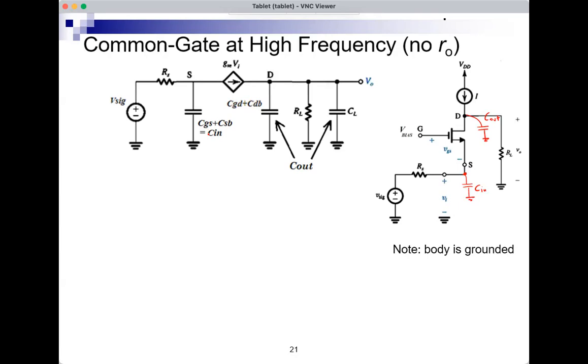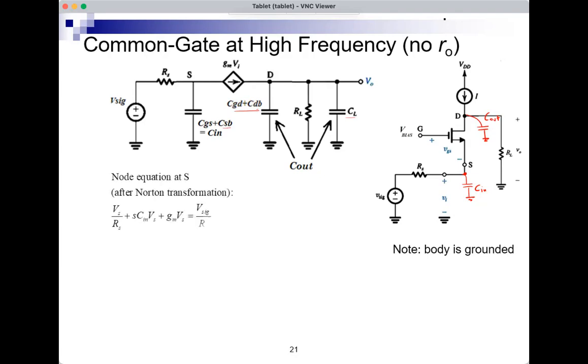Cin is the CGS plus CSB if S and B are not connected together. And Cout is CGD plus CDB plus any CL, any load capacitance. All right, so I have two capacitors, Cin and Cout. One is at the input and one is at the output.